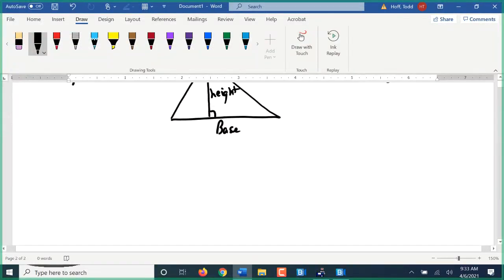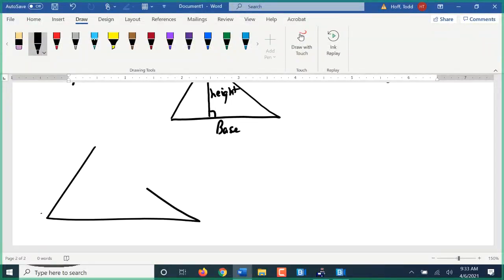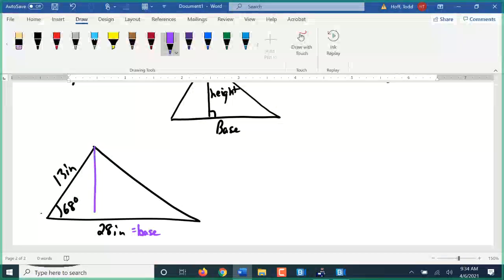Well, if I have a triangle, let's say I know that the base is 28 inches. But instead of having the height, I know that this side over here is 13 inches, and I know that this angle right here is 68 degrees. I would argue that what I have is a base and a height. So this is the base. The height would be right here.